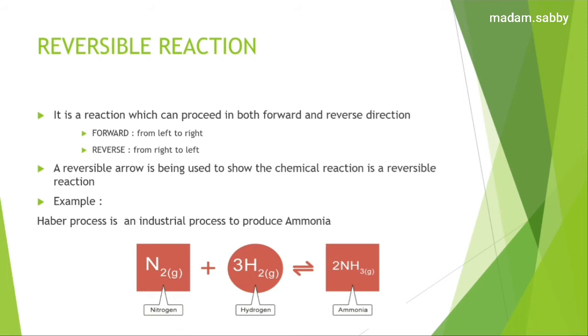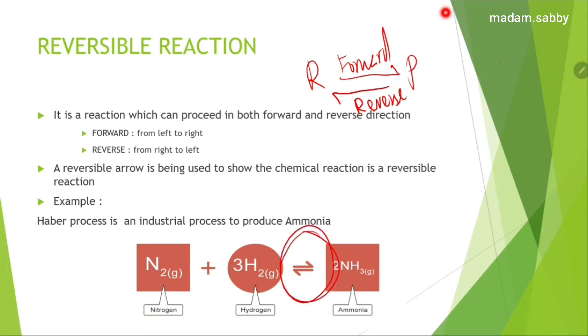Here I write down what is forward and reverse just for you, in case you missed what I wrote in the previous slide. Forward reaction is from left to right, from reactants to product, and from product to reactants is the reverse reaction. A reversible arrow is used to show the chemical reaction is a reversible reaction. So this is the reversible arrow.